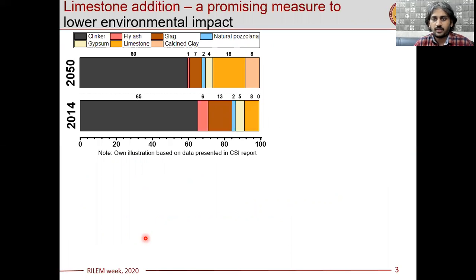As we understand, limestone addition is one of the promising measures to lower environmental impact, and it is also expected to rise, as per the CSI report, from nearly 8% as part of cementitious material to 18% over the next few decades. The limited availability of fly ash and slag is expected to be balanced by the increased use of limestone and calcined clay in the near future.